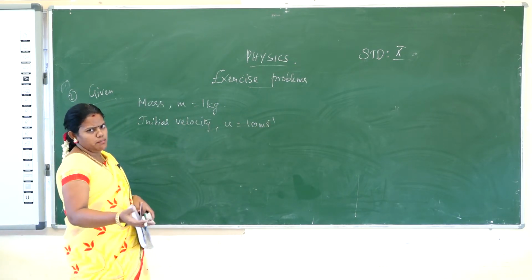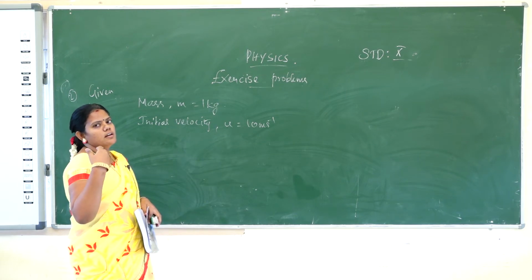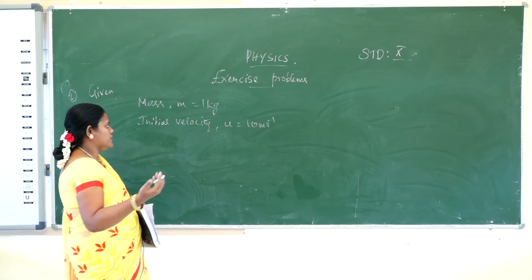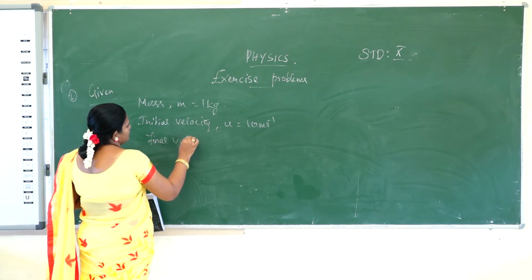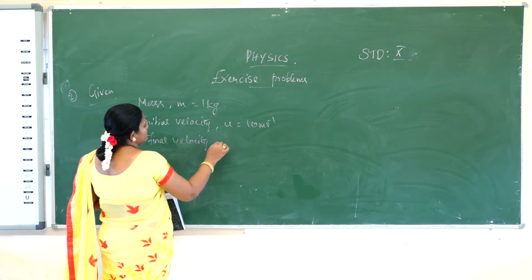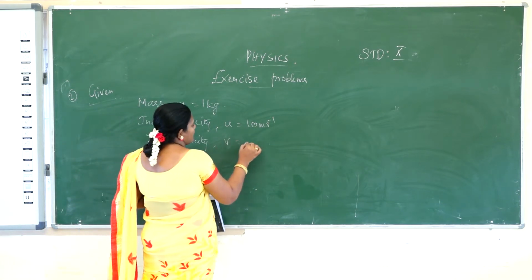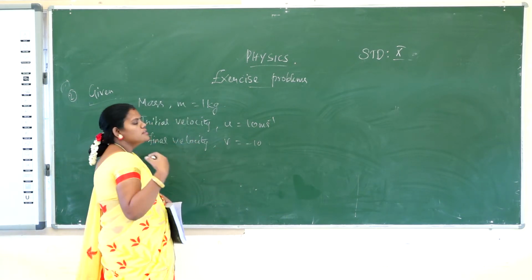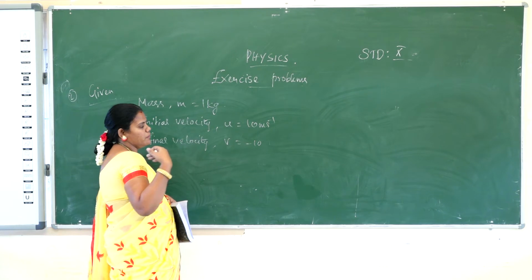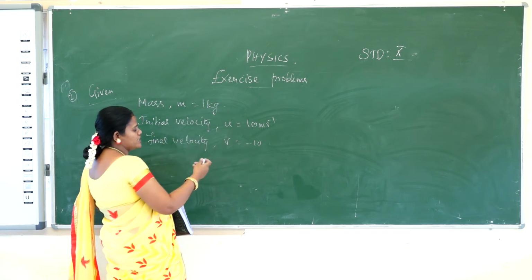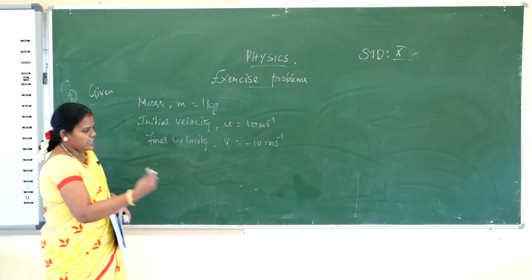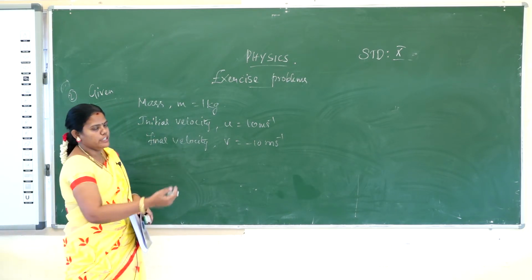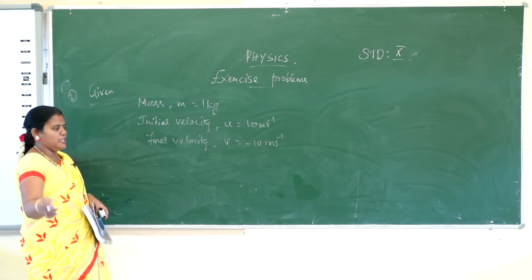Final velocity is the velocity the body has after the collision. It is reinforced, so v is equal to minus 10, because reinforced means 10 meter per second in the opposite direction. Reinforced means it is taken as a negative value. So v is equal to minus 10 meter per second.